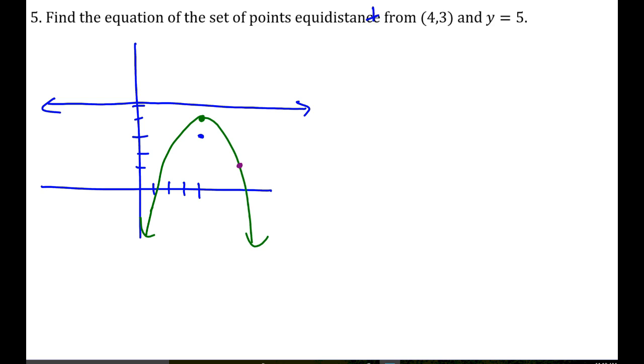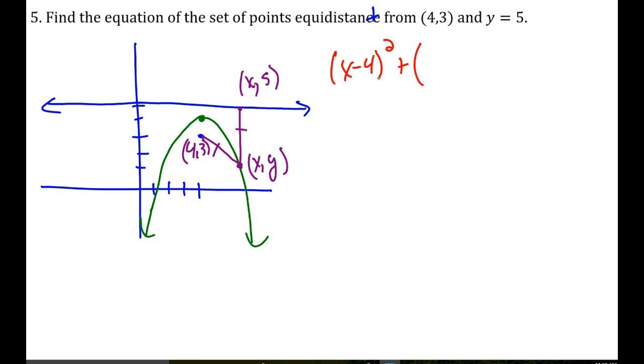So pick any point. The focus is 4, 3. That's the point x, y. And that distance, well, same x value as a y value of 5, is the same as that distance. Did a pretty good job there. Okay, so now let's use the distance formula. I'm not going to write the square root because I know I'm not going to need it. (x minus 4) squared plus (y minus 3) squared equals x minus x squared is 0, but I'll write it. And then plus (y minus 5) squared. That's 0, so that doesn't matter.